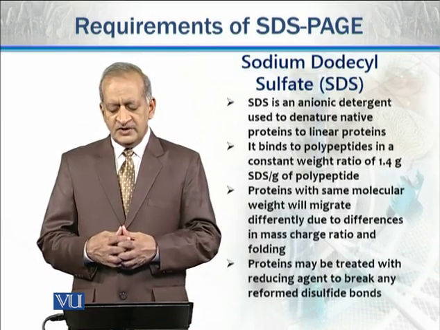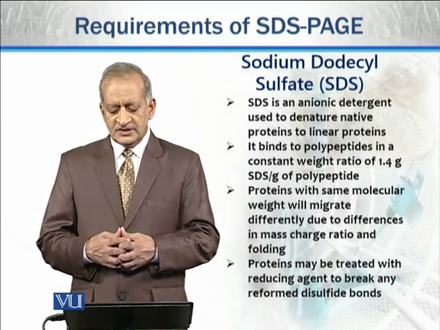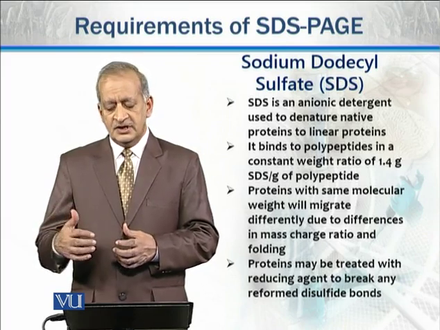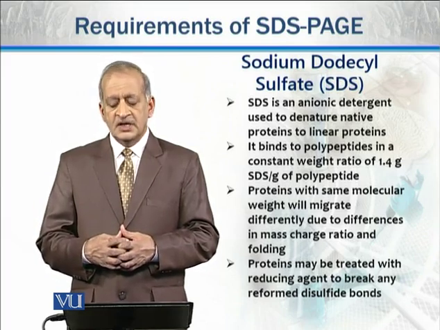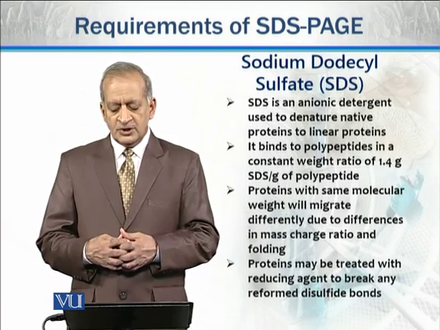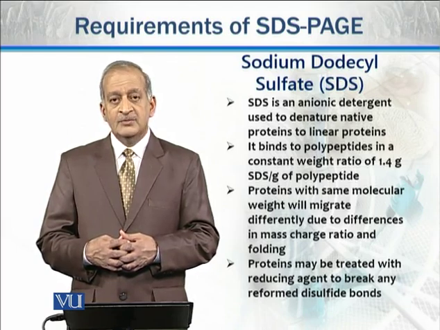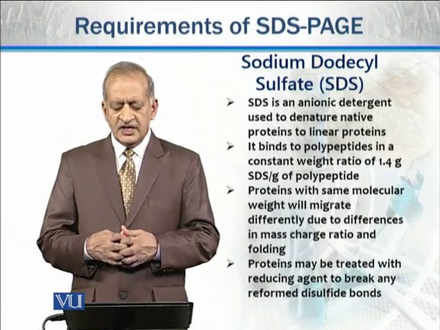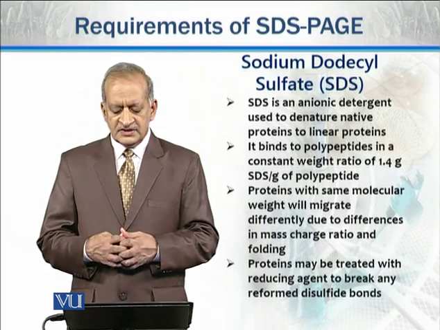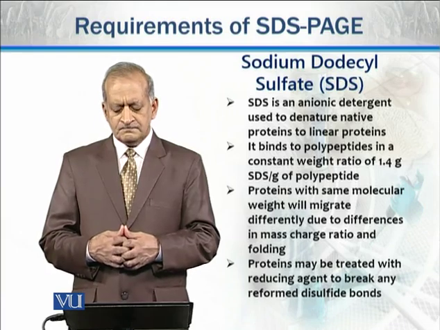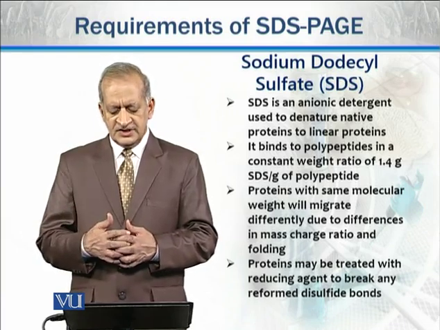Now, detergent which we use, sodium dodecyl sulfate or SDS, is an anionic detergent which is used to denature native protein structures to simpler or linear proteins. This SDS binds to polypeptides in a constant weight ratio of 1.4 gram SDS per gram of polypeptide chain. Proteins with the same molecular weight migrate differently due to differences in mass, charge ratio, and of course folding. So that is why we use this detergent.